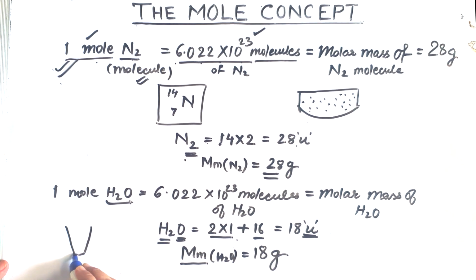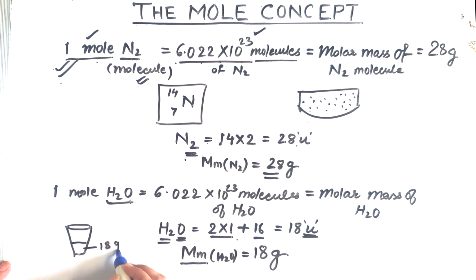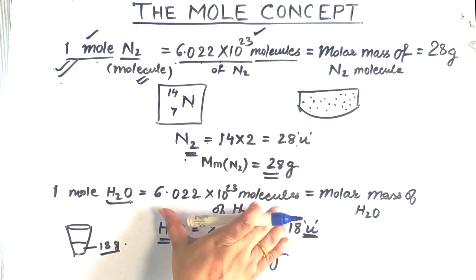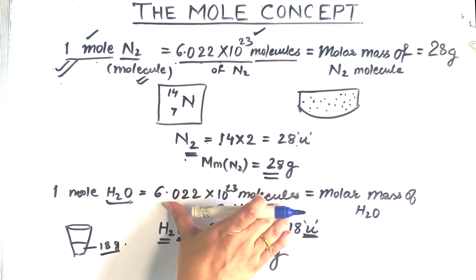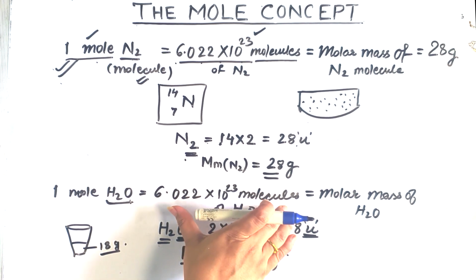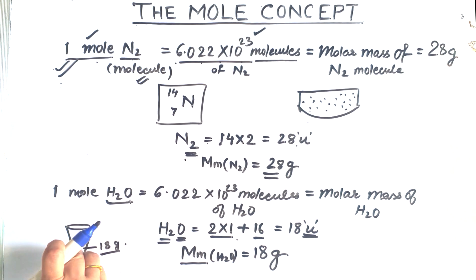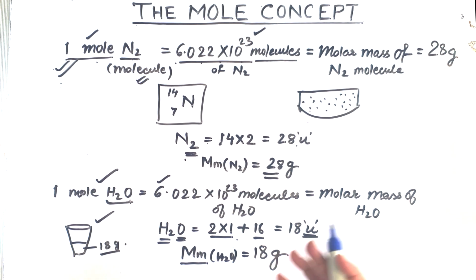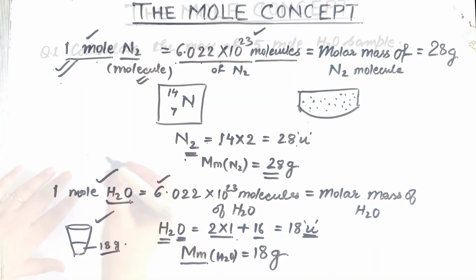If I am taking in this glass 18 grams of water, what can I predict about this water? This water will contain this number of molecules, 6.022 into 10 raised to power 23 molecules of water. Don't count it. You can predict it. In the same way, I can say that this is 1 mole of water. So these three things are connected together and we can always make predictions according to our knowledge.